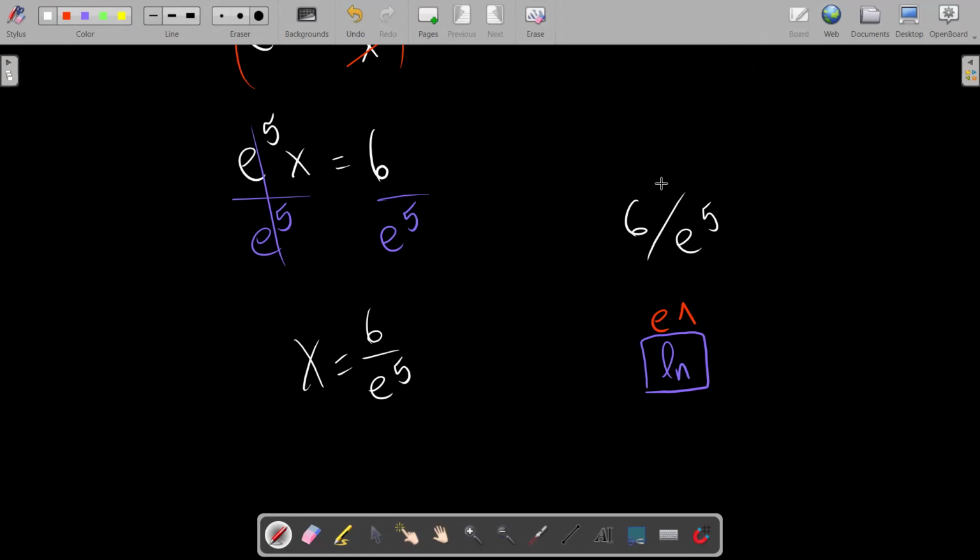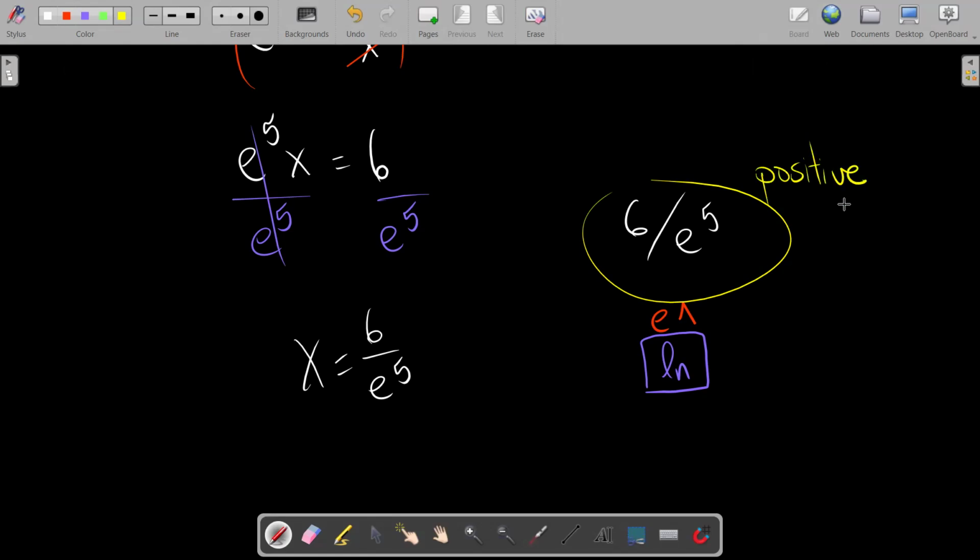It's very, very small. And why do you suppose that is? e is between 2 and 3. And if you take something that's between 2 and 3 and raise it to the 5th power, newsflash, you get a big number. And if you take a small number like 6 and divide it by a big number, you get a small number. But that's not, to me, what's most important. What's important is that this number right here is positive.